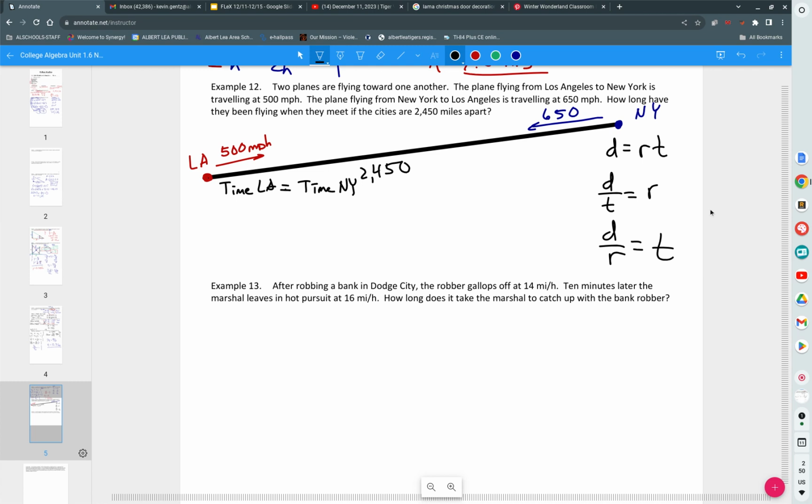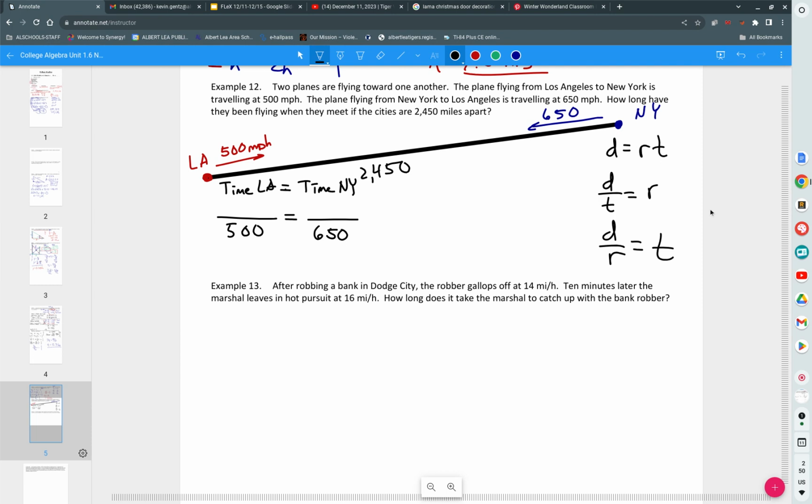So the times are the same. So I'm going to set up each distance over the rate and set them equal to each other. So I have a distance over the rate. The rate is 500. But I do not know the distance. And then I have the New York one. I do not know the distance, but I do know the rate. It is 650.